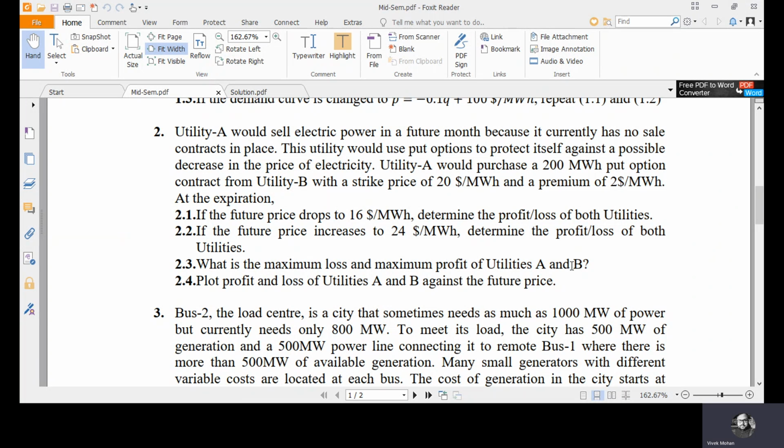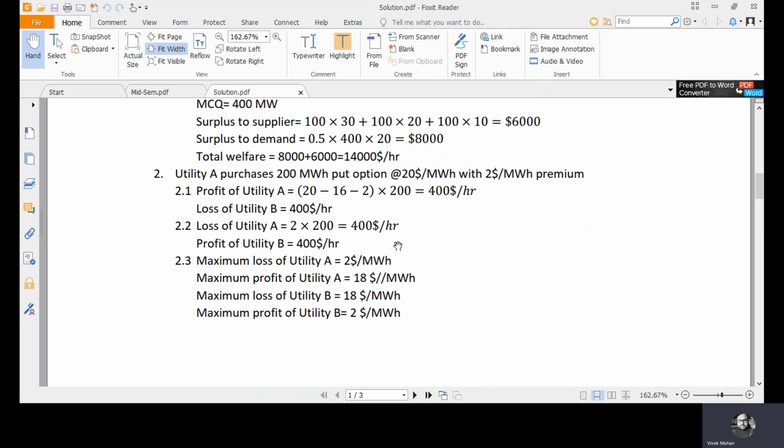Now the fourth part of the question is, plot profit and loss of utilities A and B against the future price. Future price in the sense spot price, the future spot price. Making it as a variable, you have to plot the profit and loss of utilities A and B. Now we will move on to the solution.